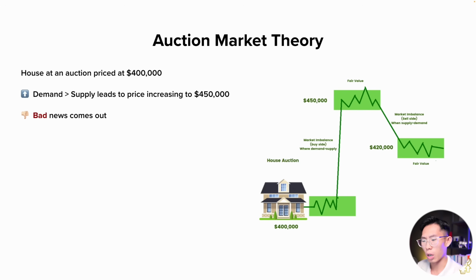Now, suddenly, let's say there's bad news. Bad news about the house is being announced. The roof is falling apart. It does not include furniture, right? So whatever you see right there, it's just your imagination. It's not real, right? You are not gonna get the nice leather sofa. It's not included with the house.